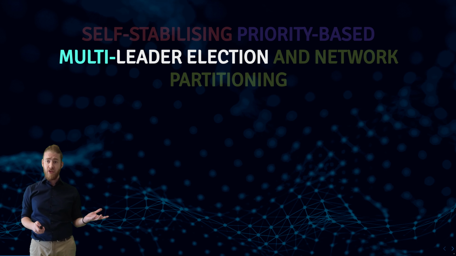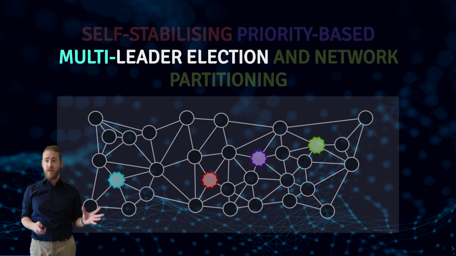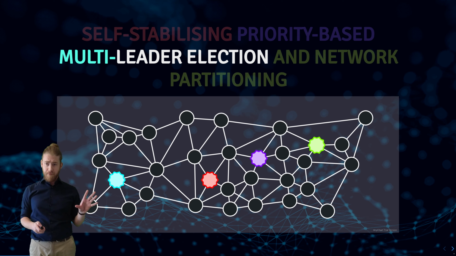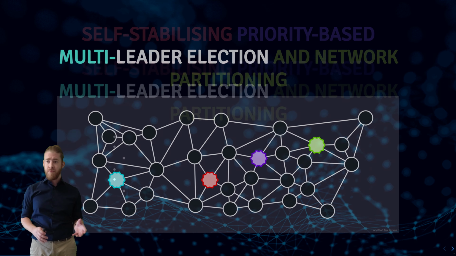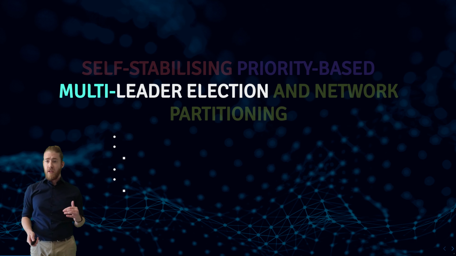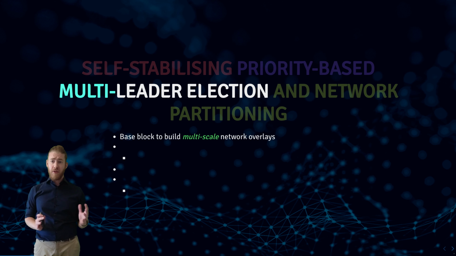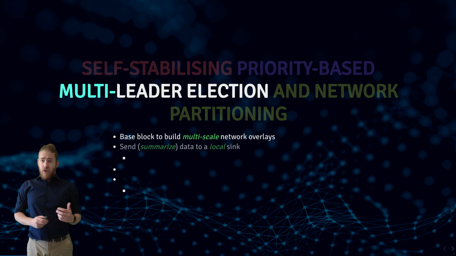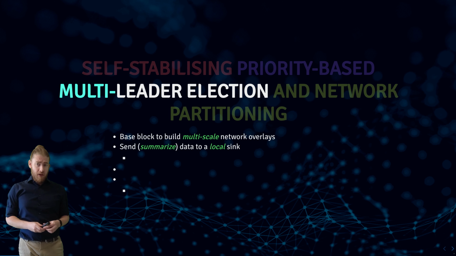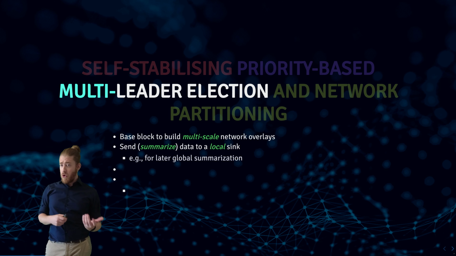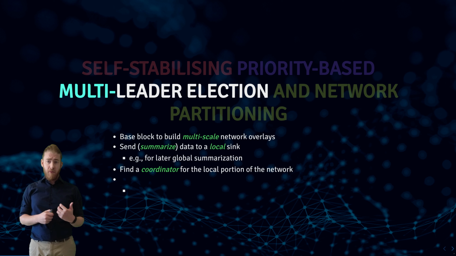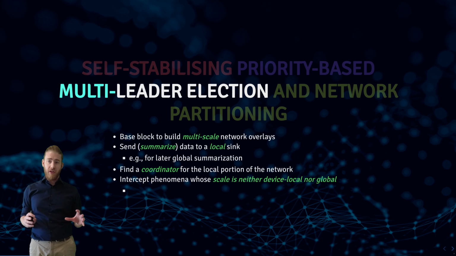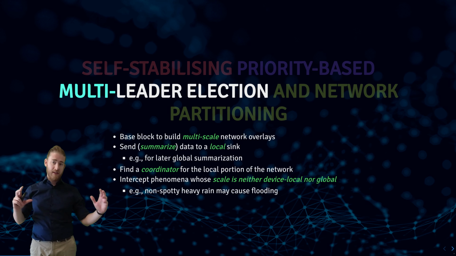Now the second keyword here is multi. Unsurprisingly, multi-leader election happens when more than one leader is selected. Multi-leader election algorithms are used in several contexts. They are the base block upon which network overlays can get built, even on multiple scales. Or they can be local data collection hubs, or coordination for a subnetwork, and more in general, local leaders could be used to coordinate activities where the scale is in between device local and global.